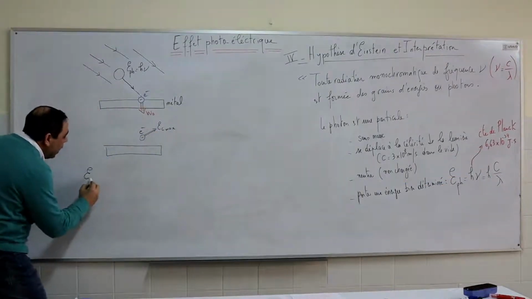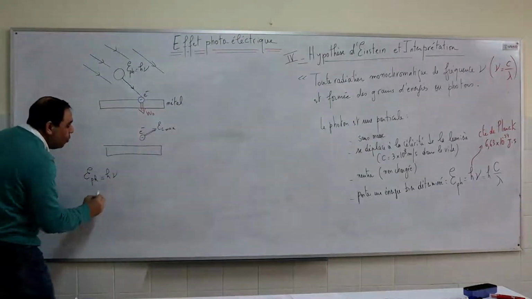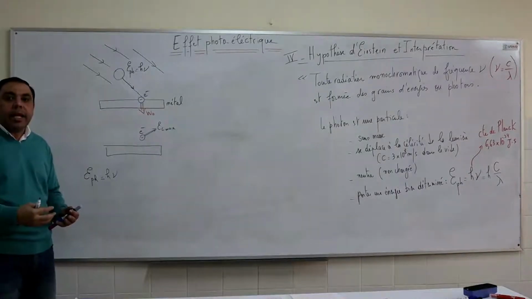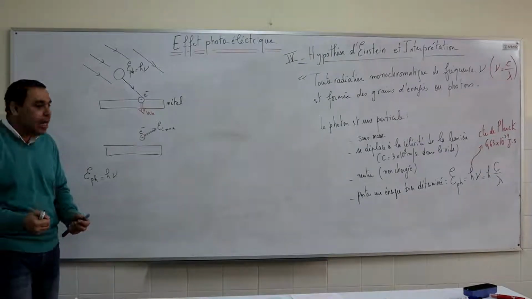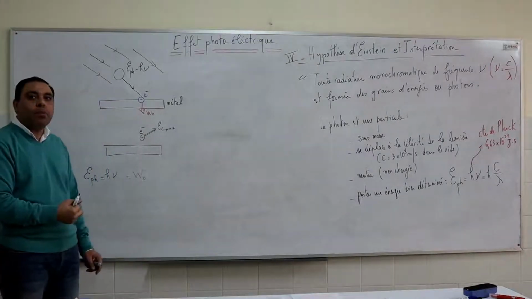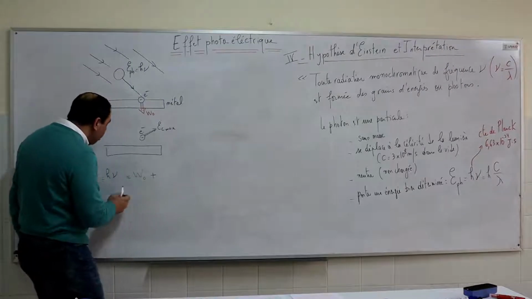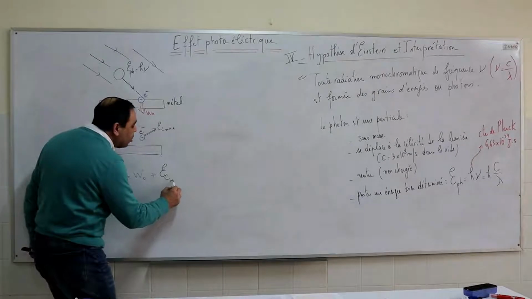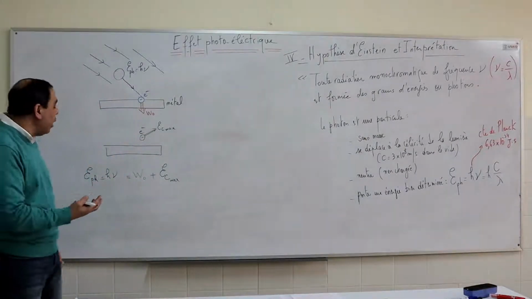Then the energy of the photon, equal to h nu, is completely absorbed by the electron. The electron uses it to become liberated from the metal. The electron uses part of the photon's energy, equal to W0, to become liberated from the metal, while the remaining part transforms into a maximum kinetic energy. This is only true if the photon's energy is greater than the extraction energy of the metal.